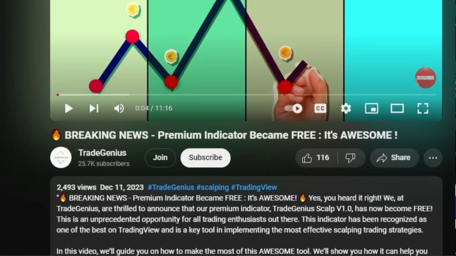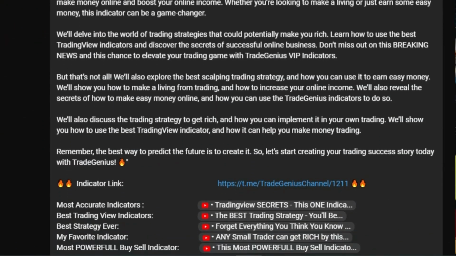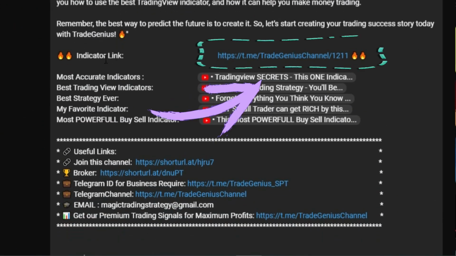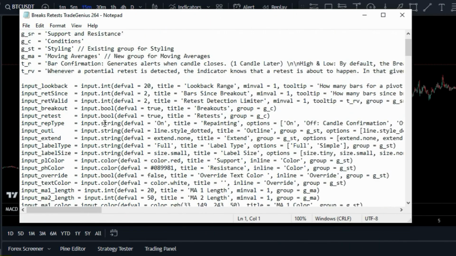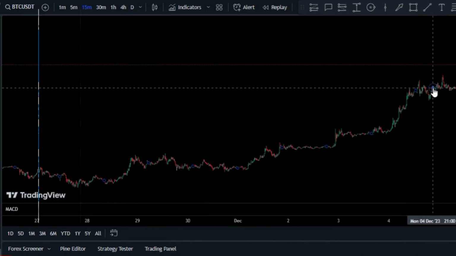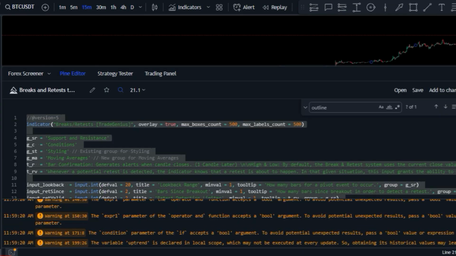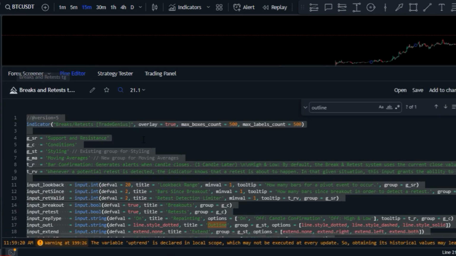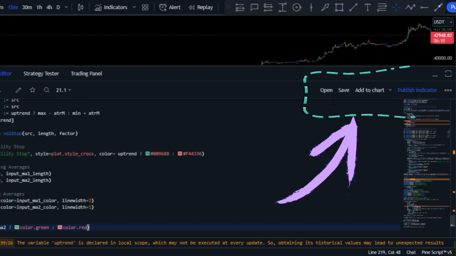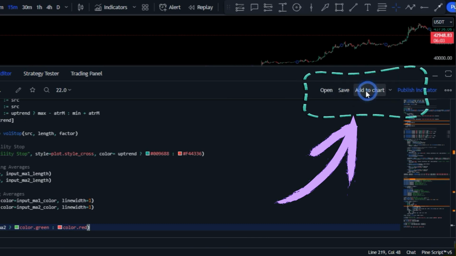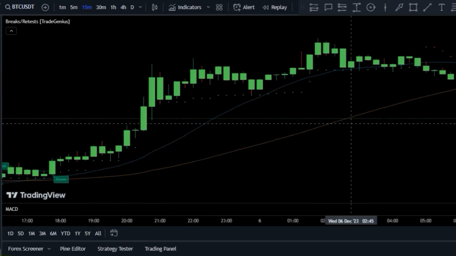And here's how you can have the Breaks and Retests TradeGenius indicator for free on your chart. First things first, join our one-of-a-kind TradeGenius Telegram channel, link in the description. It's a treasure trove of trading tools and strategies, including the text file for this very indicator. All you need to do is copy the text, then scoot over to TradingView's Pine editor, clear out any text that's already there, then paste in the text you copied, hit save, then add to chart, and boom, you've got the indicator on your chart absolutely free of charge.